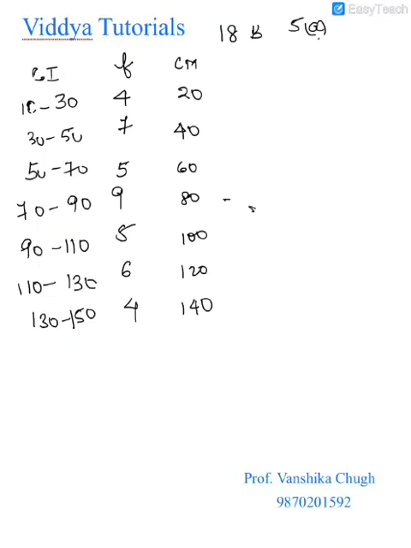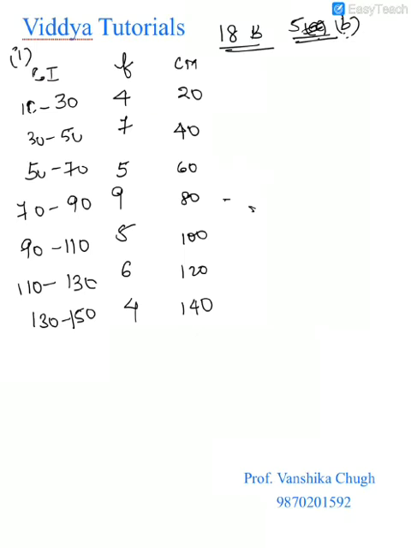Students, in this video I am doing your 18B sum number 5A. You are supposed to draw a frequency polygon. In the eighth they have asked you using a histogram and without using a histogram. So I shall be doing without using a histogram the sum number 1, the sub question 1.